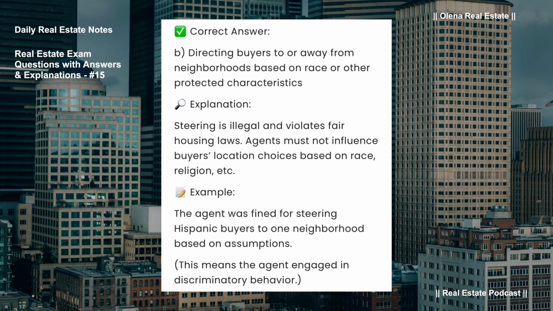Steering is illegal and violates fair housing laws. Agents must not influence buyers' location choices based on race, religion, etc. For example, the agent was fined for steering Hispanic buyers to one neighborhood based on assumptions. This means the agent engaged in discriminatory behavior.